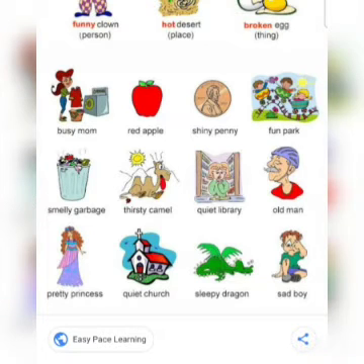You can see a few more examples of adjectives here. Fluffy clown. Hot desert. What kind of a desert? Hot desert. Broken egg. What kind of egg? Broken egg. Busy mom. Red apple. Shiny penny. Fun park. Smelly garbage. Thirsty camel. Quiet library. Old man. Pretty princess. Quiet church. Sleepy dragon. Sad boy.